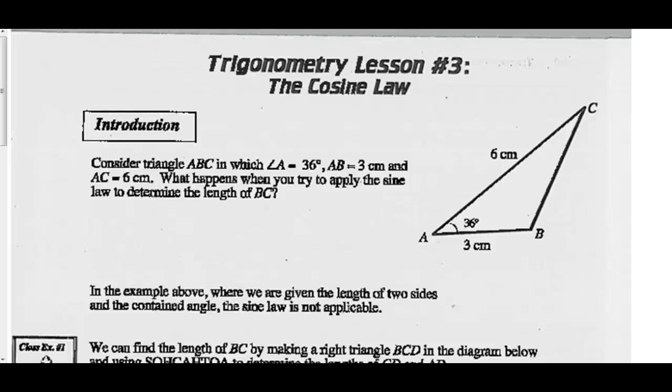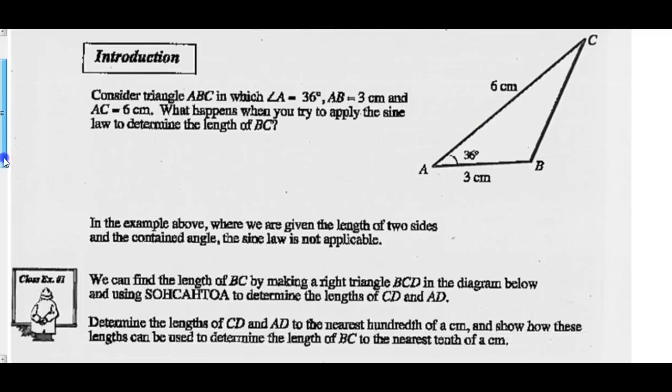Alright, Math 20-2, today we're going to look at the cosine law. As a quick introduction here, consider triangle ABC where angle A is 36 degrees, side AB is 3 centimeters, and side AC is 6 centimeters, as given to the right. What happens when you try to apply the sine law to determine the length of side BC, or lowercase a? That's what they're asked to find.